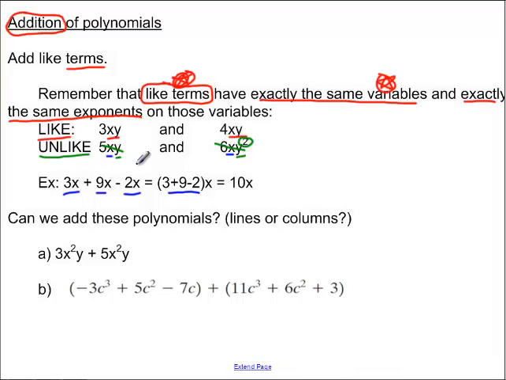X to the first, x to the first, x to the first. If these are like terms, we can do that. Alright, so that said, let's see if we can add these polynomials. Can we add these polynomials? If we add the polynomials, what we're doing is adding like terms. So if we add a polynomial, we add like terms.